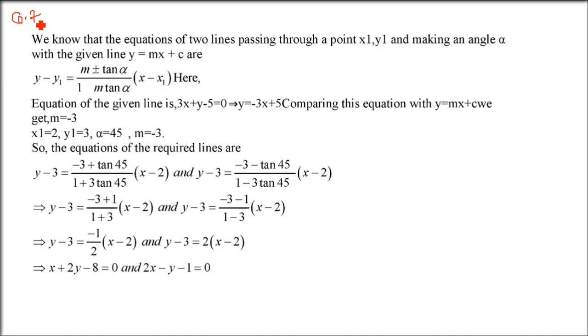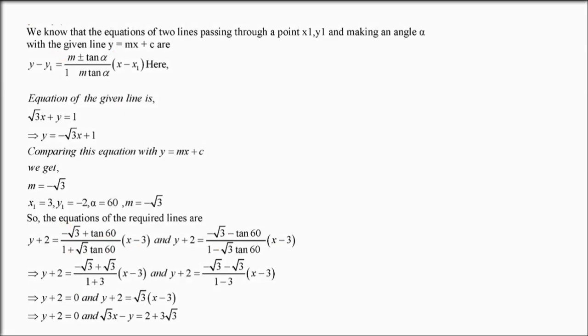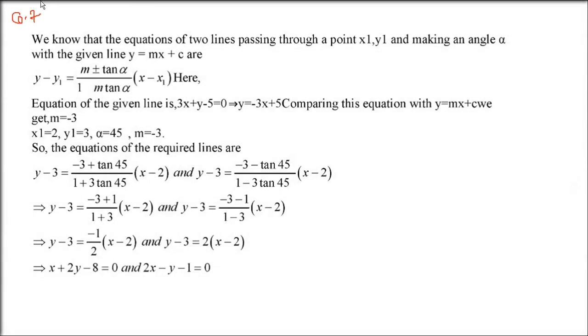This is question number 6. Question number 6. Find the equations to the straight lines passing through the point 2 comma 3 and inclined at an angle of 45 degree to the line 3x plus y minus 5 equals 0. So this is question number 6. Certain things are given here, and let me write it here. The point is given, the angle is also given, and this line is also given.